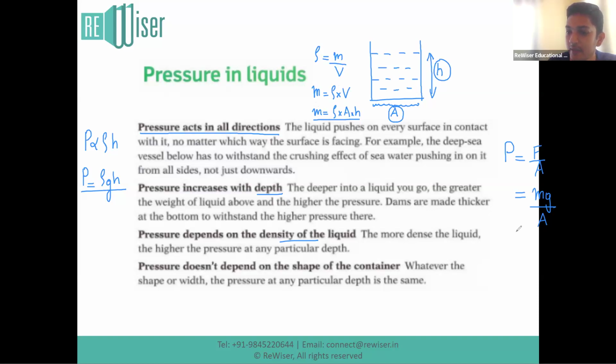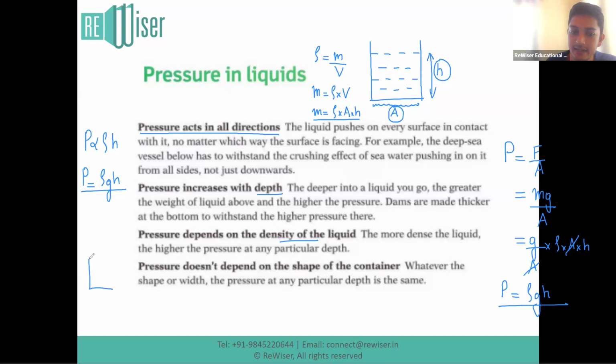Substituting this for m, I get g by A times rho times A times h. Cancelling A in the numerator and the denominator, you end up with the same formula we wrote before, that is rho g h. So this is the formula for pressure applied by a liquid at a certain depth. And remember, pressure does not depend on the shape of the container.